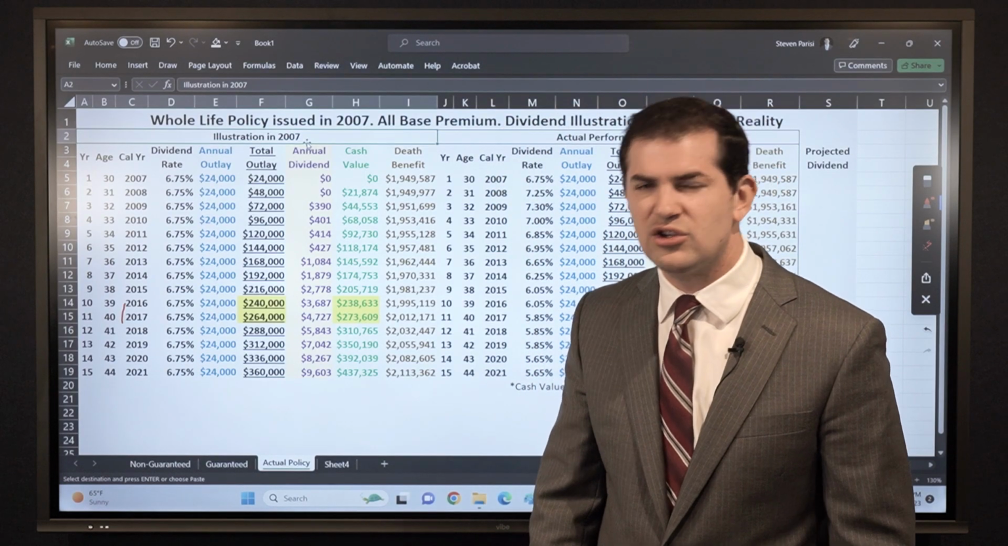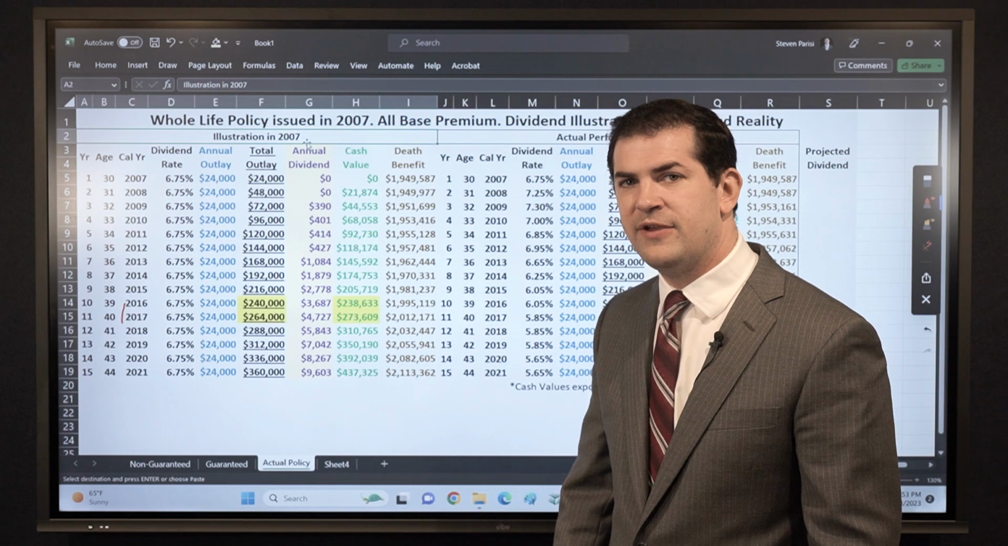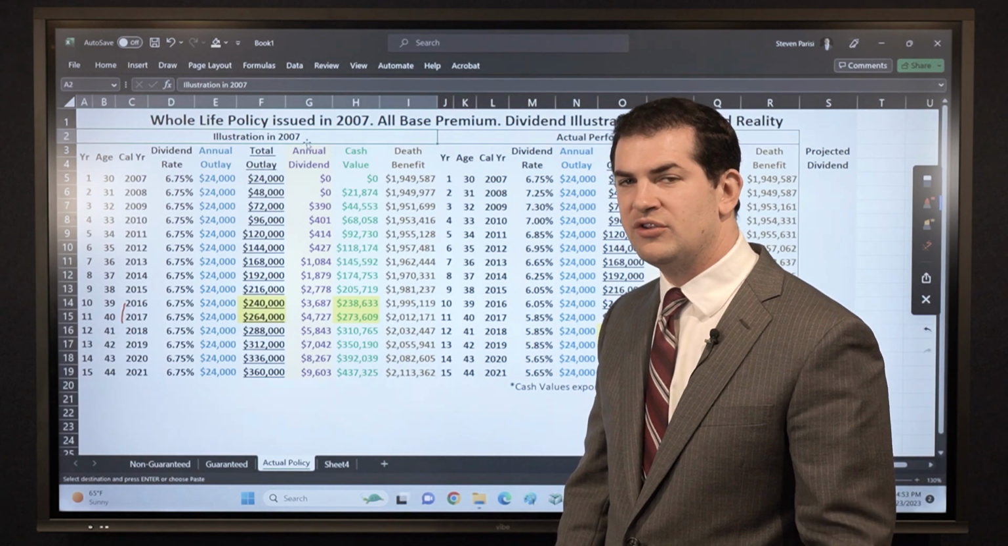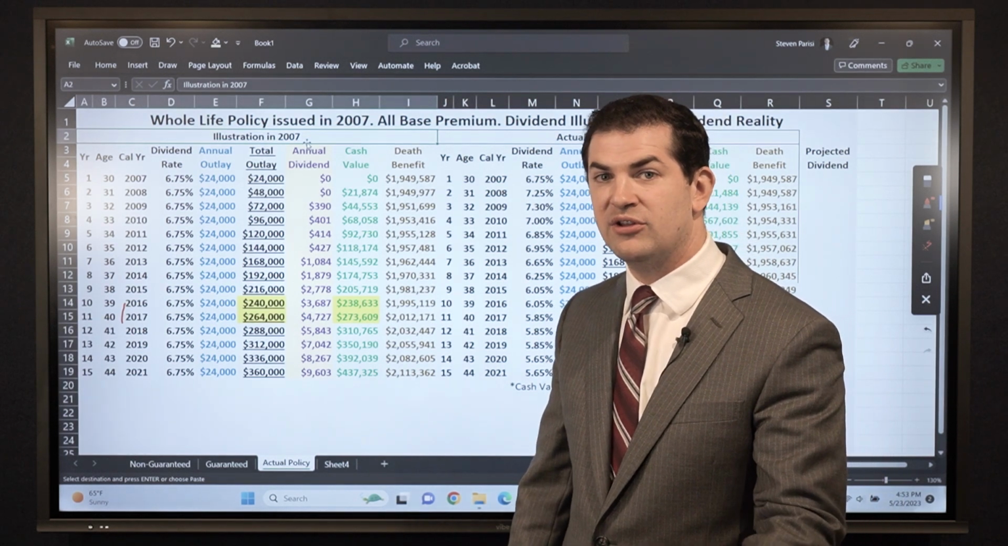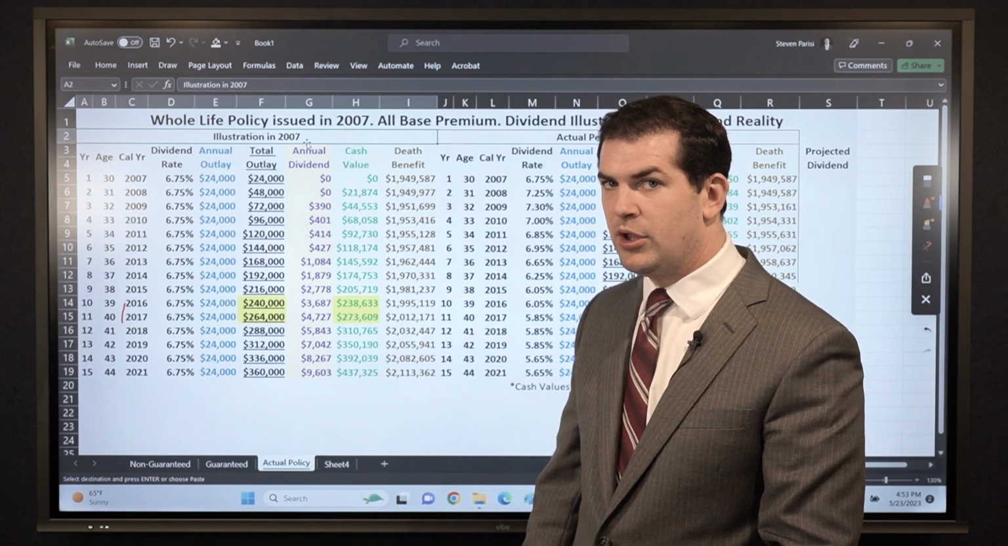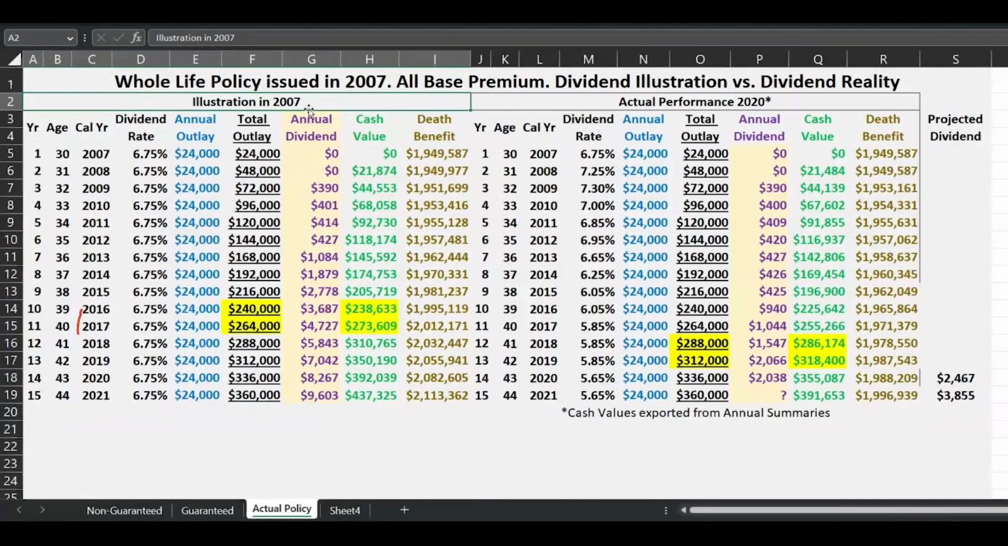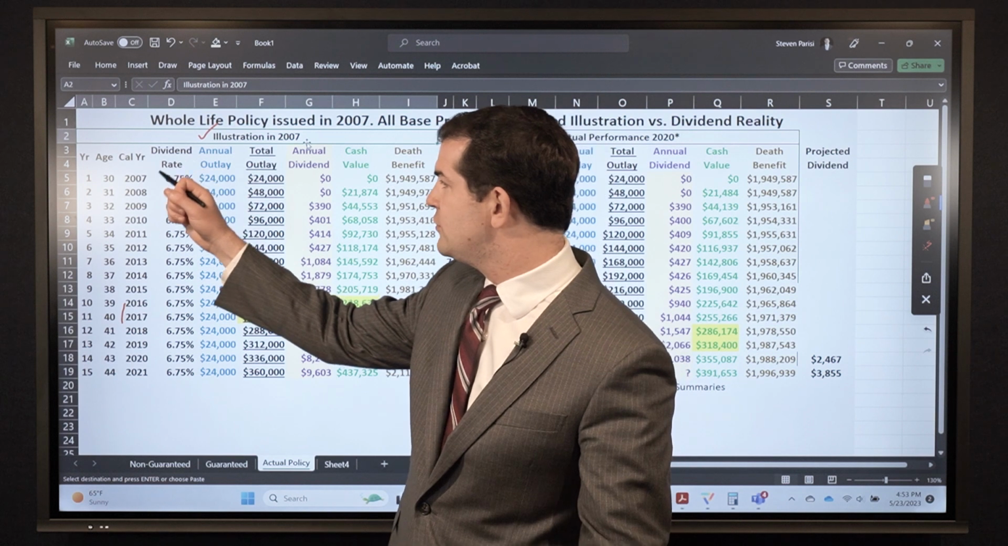He was frustrated because he was trying to figure out why the policy was not delivering what he was led to believe it would deliver. So what we were able to obtain from him was the original illustration. This we actually had to get from the insurance company that was signed by him. But then we were able to get in-force illustrations.